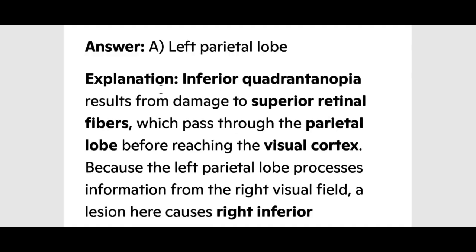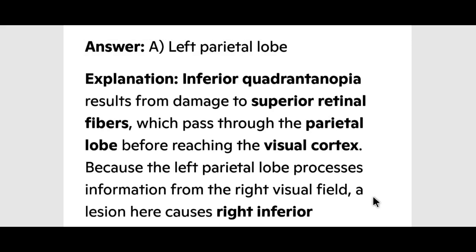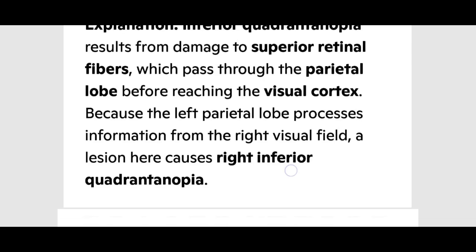Explanation. Inferior quadrantanopia results from damage to superior retinal fibers, which pass through the parietal lobe before reaching the visual cortex, because the left parietal lobe processes information from the right visual field. A lesion here causes right inferior quadrantanopia.